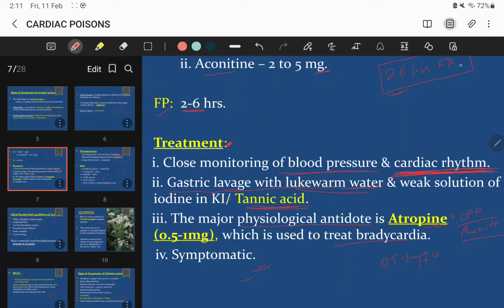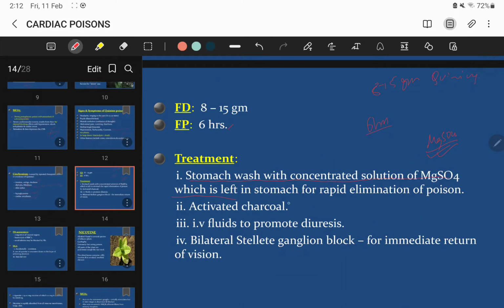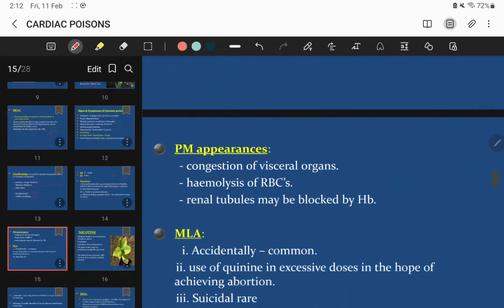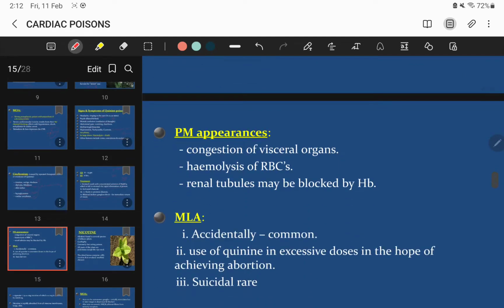Remember that as we study quinine as well, don't forget aconite. In quinine poisoning, we have to do a stomach wash with a concentrated solution of MgSO4, which is left in the stomach for rapid elimination of the poison. Then activated charcoal. To promote diuresis, we also give IV fluids. Then a bilateral stellate ganglion block, which is for the immediate return of vision in quinine poisoning. This is very important: bilateral stellate ganglion block.